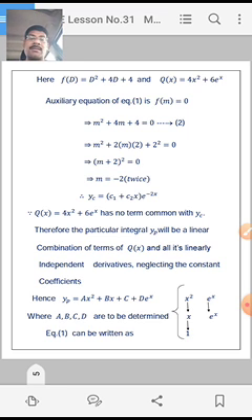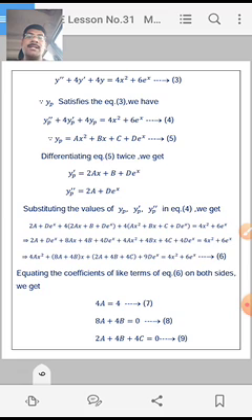Then equation 1 can be written as y'' + 4y' + 4y = 4x^2 + 6e^x. The yp satisfies equation 3. We have yp'' + 4yp' + 4yp = 4x^2 + 6e^x. Therefore yp = ax^2 + bx + c + d e^x. Differentiating equation 5 twice, we get yp' = 2ax + b + d e^x and yp'' = 2a + d e^x.